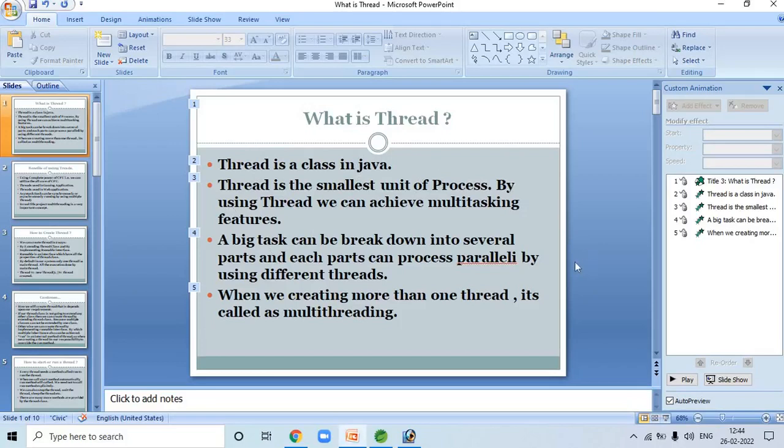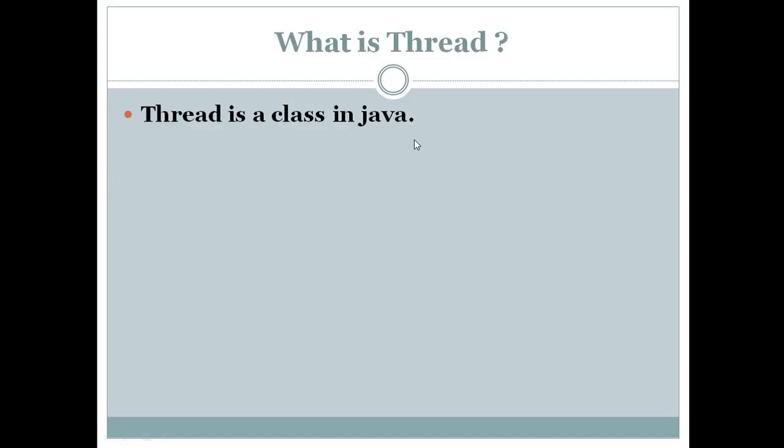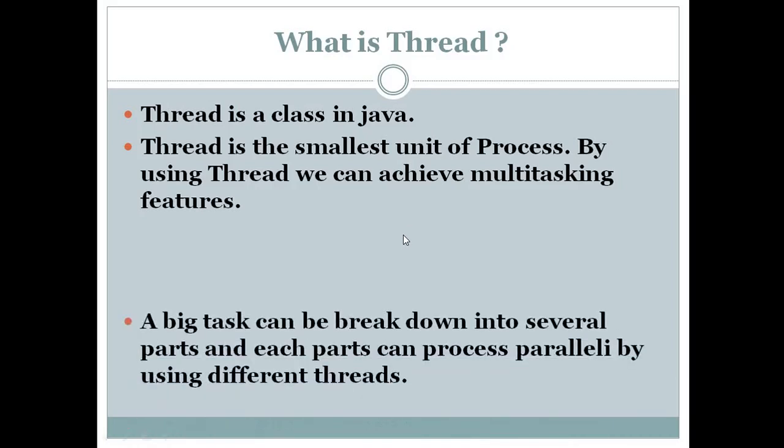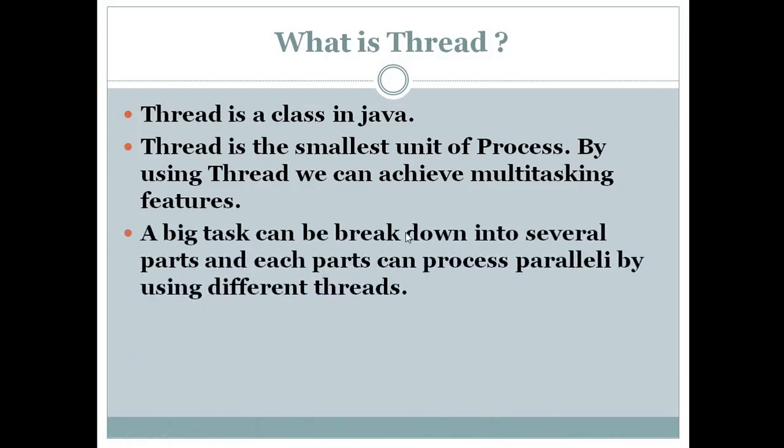Today I am going to discuss another most important topic of Java, that is what is a thread and what is multi-threading. So what is a thread? Thread is a class in Java. We can call thread the smallest unit of a process. By using threads we can achieve multitasking features, because when we are creating multiple threads, multiple tasks can be run in multiple threads, and multitasking features can be achieved by multi-threading.